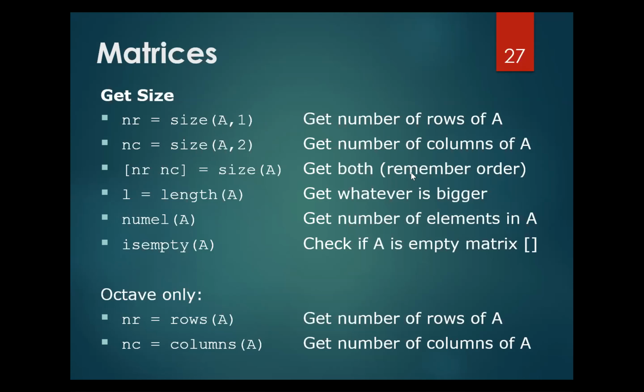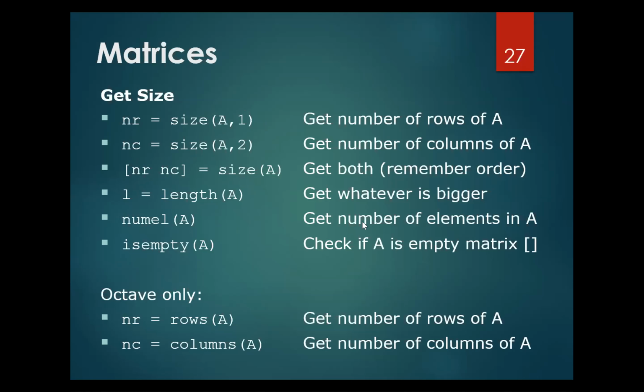And then if you want both, you can say row and column, and you want to store them in variables NR and NC respectively, then you say size A. So the row count will be stored in this, and the column count will be stored in this.